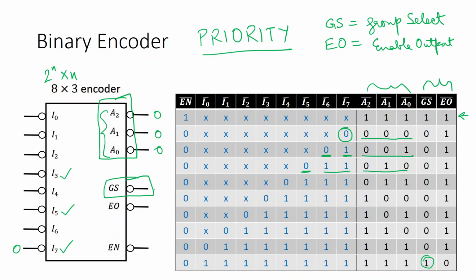And if this GS is not activated but this EO is activated, that will mean that no activation from the input side is happening in this particular encoder. So these GS and EO signals are required in order to interpret the behavior of large circuits when you have several such encoders in cascade. Those complicated circuits we are not going to study in our course, but the basic idea of the priority encoder is what you should know, and that is what is in the purview of this course.